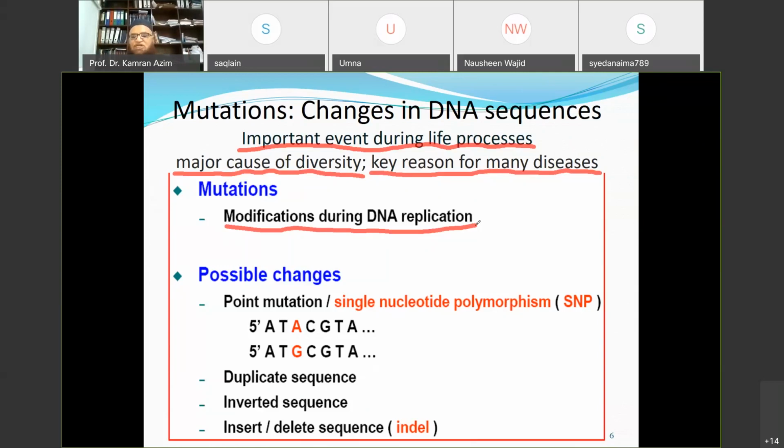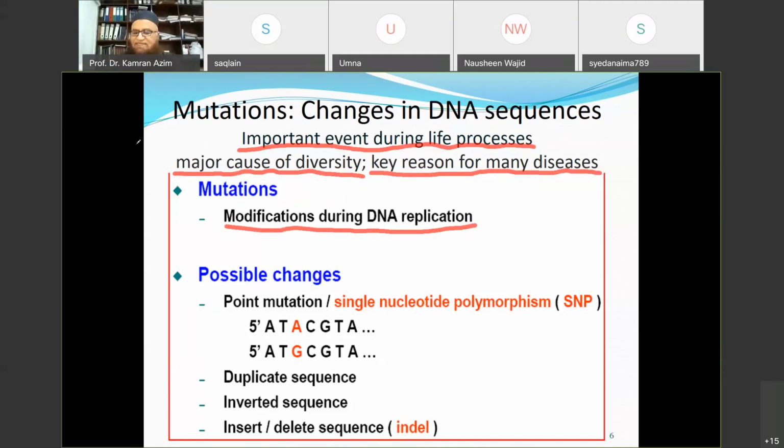What type of DNA mutations can there be? There are different types of DNA mutation. One of the major types of DNA mutation, very common and well studied, is called a point mutation. It is also called single nucleotide polymorphism, and nowadays it is also called single nucleotide variants, SNV or SNP. Previously we used to say SNP, but now it can be more correctly called SNV.